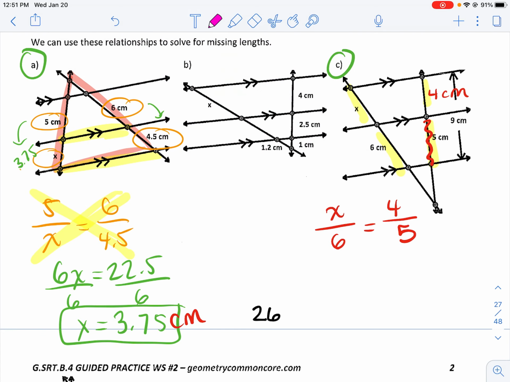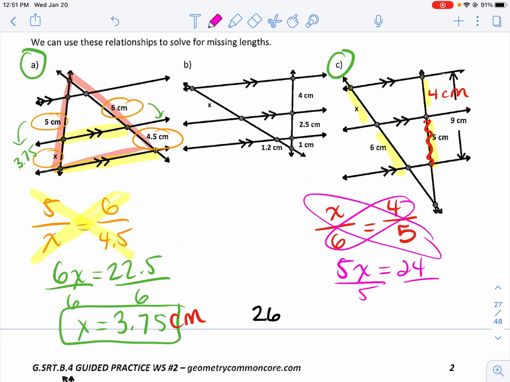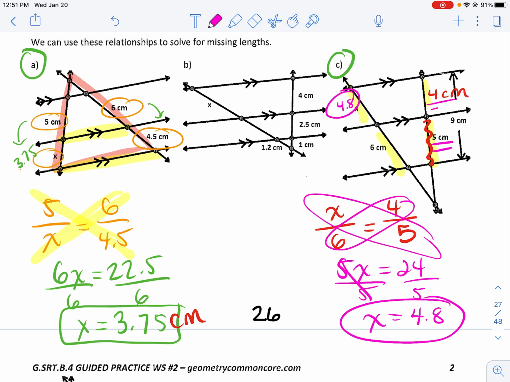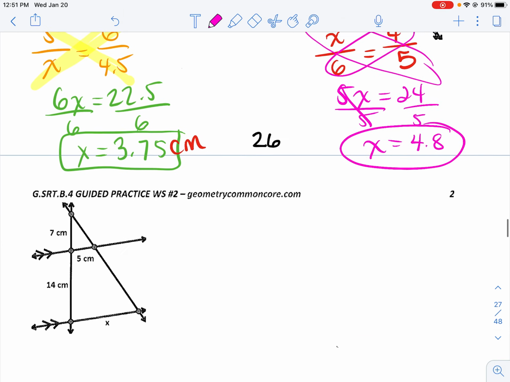Okay, let's cross multiply. So 5x equals 24. Divide by 5. So x should be 4.8. Okay. And I'm going to put 4.8 here. Yeah, and that does make sense, right? This is bigger than this, so that makes sense.